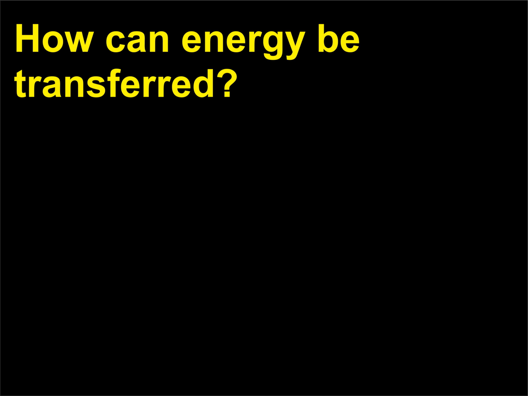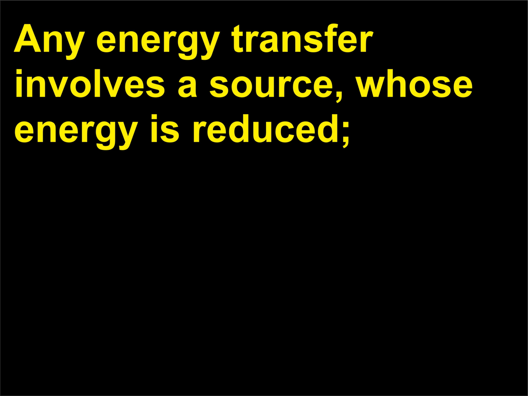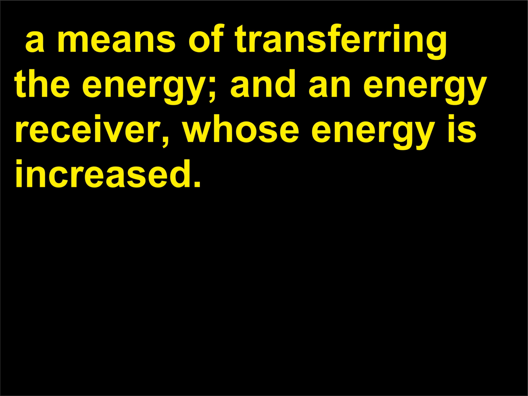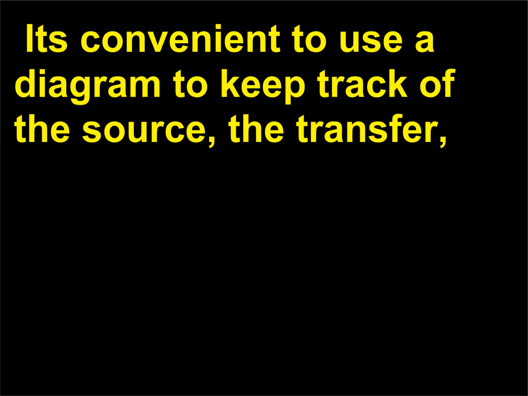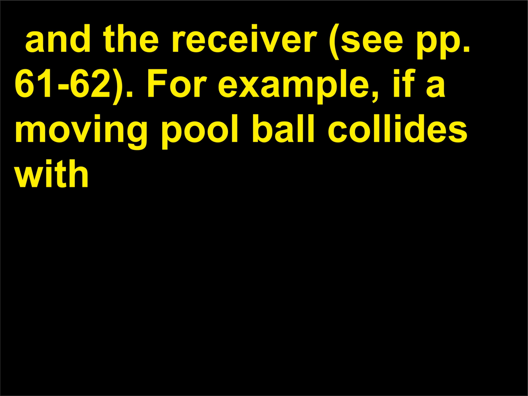How can energy be transferred? Any energy transfer involves a source, whose energy is reduced, a means of transferring the energy, and an energy receiver, whose energy is increased. It's convenient to use a diagram to keep track of the source, the transfer, and the receiver, see pages 61 to 62.